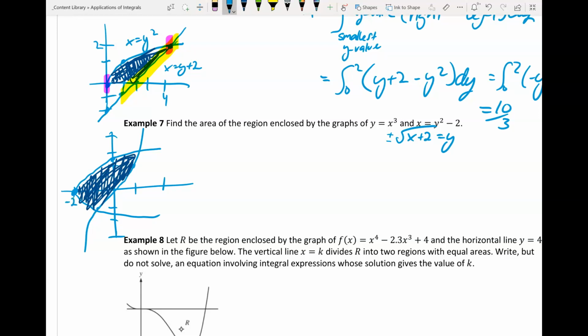And we're also going to use our calculator to find the intersection points. So we have an intersection point here and an intersection point here. And when we use our calculator, we find that this is going to be 1.215, 1.793, and the bottom one is going to be at negative 1, 1.